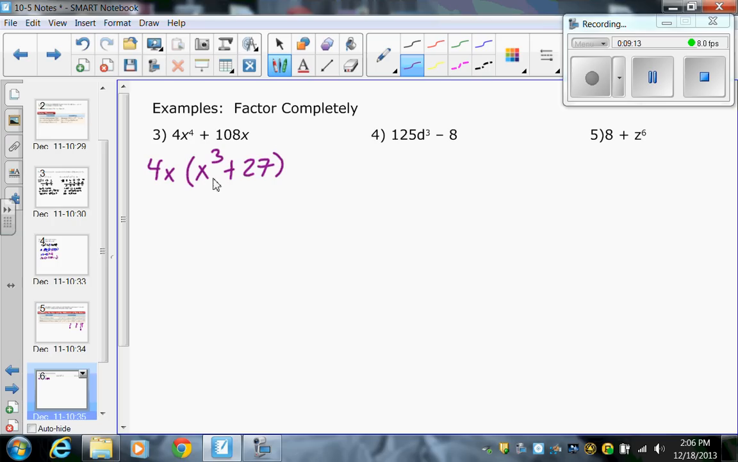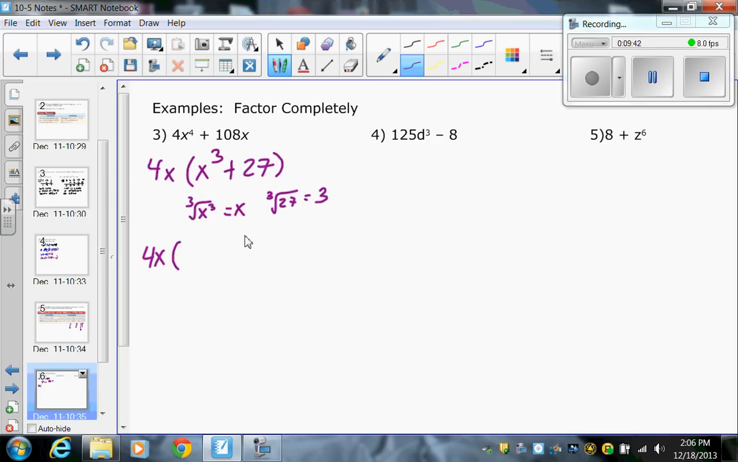Okay, so before you say you're done, you have to look. Is x to the third a perfect cube? Is 27 a perfect cube? And the answer to that is yes. So you have to keep going. So in your head, the cubic root of x to the third would be x, and the cubic root of 27 would be 3. So I'm going to carry down my 4x so I don't leave it off my answer.